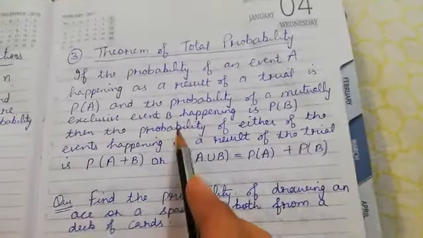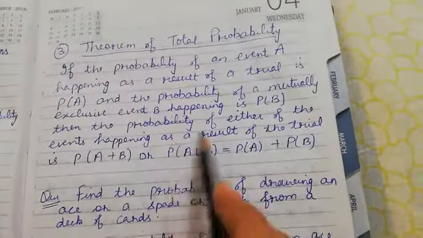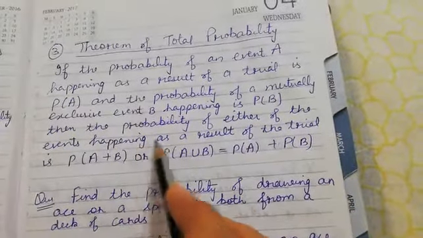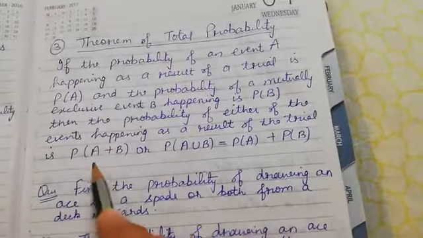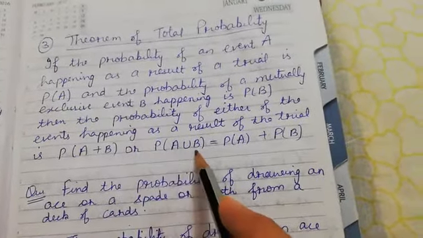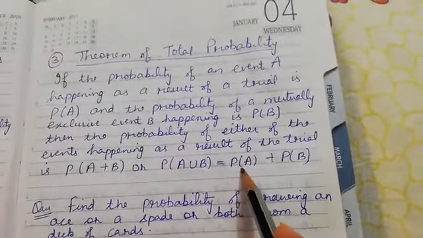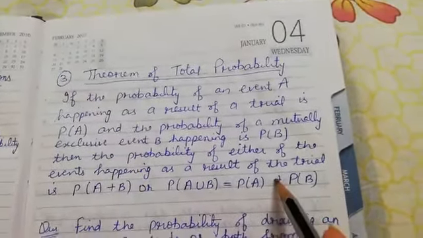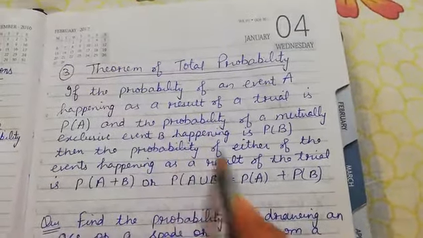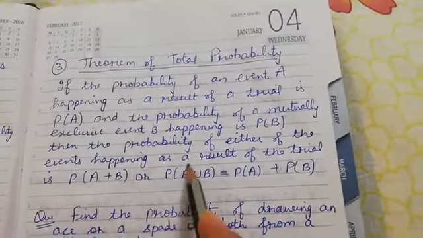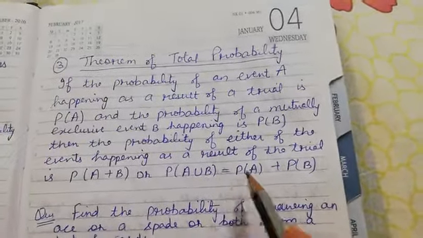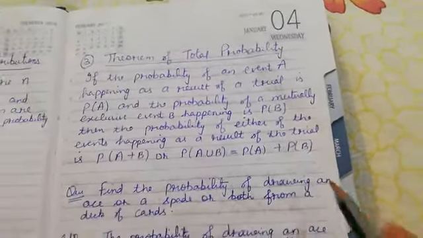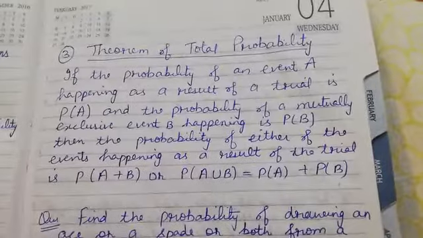then the probability of either of them happening, that is, either A will happen or B will happen, is equal to P(A+B) or P(A union B), which is equal to P(A) plus P(B). So what is the theorem of total probability? The probability of either of the events happening as a result of a trial is equal to the addition of their different probabilities. Right. So let's do a question based on this theorem.